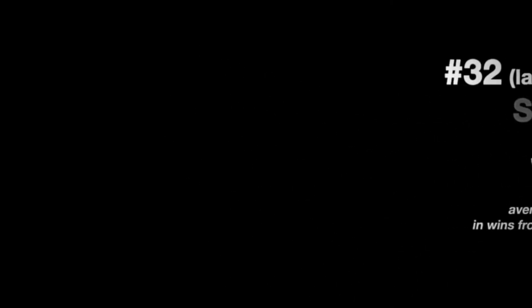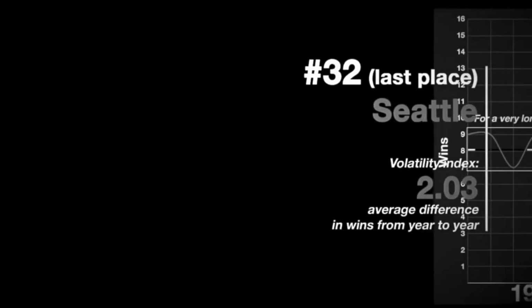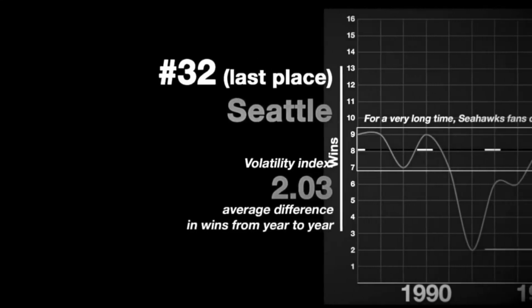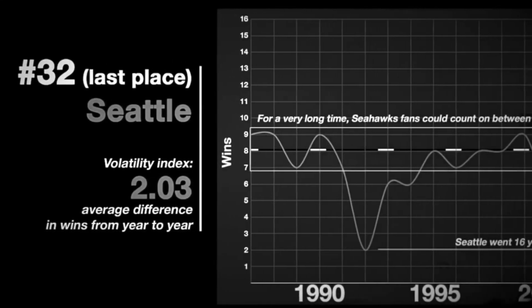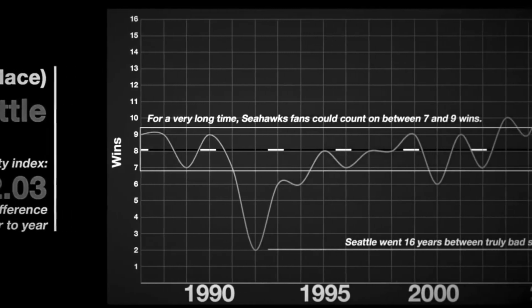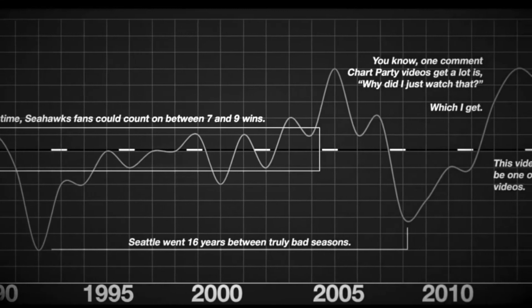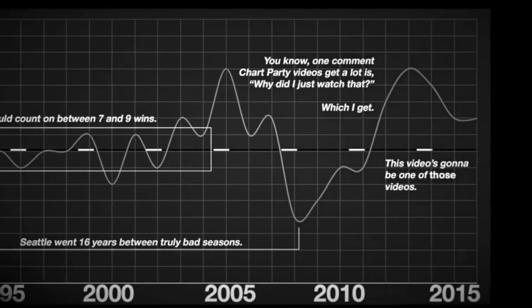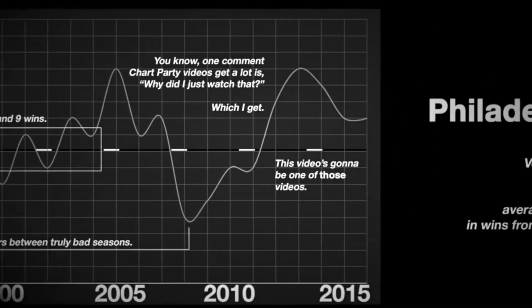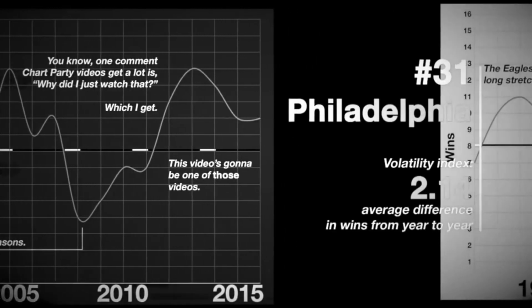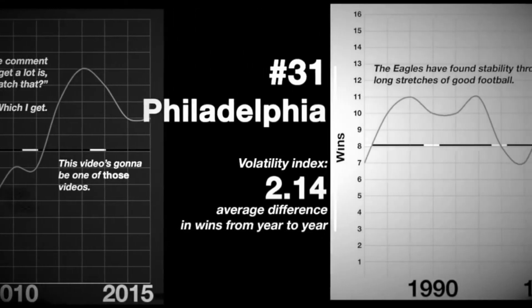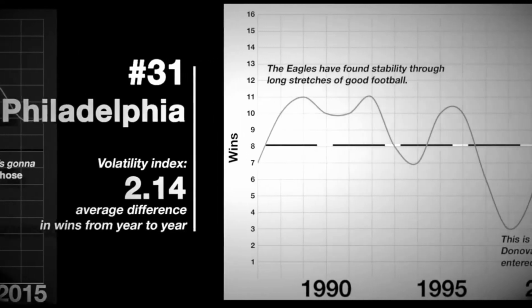I liked that video so much I made my own version for ACC football teams. Now, college football is tricky because the number of games per season has changed. It's been 11 and 12, and teams last year were lucky to play 11 because of COVID. But I think that despite that, you can definitely follow the trends I've charted, and the most volatile teams are definitely worthy.